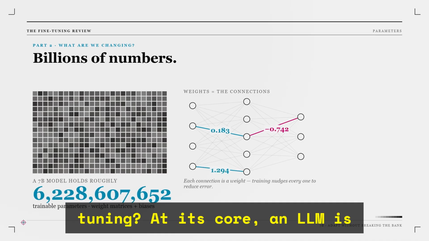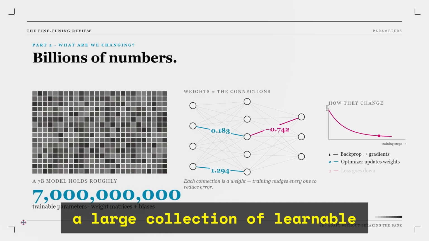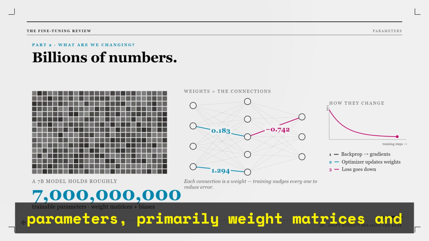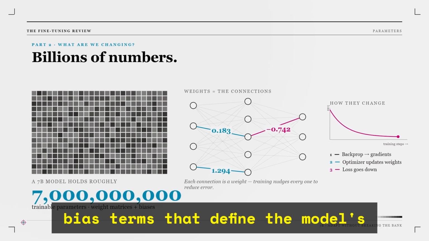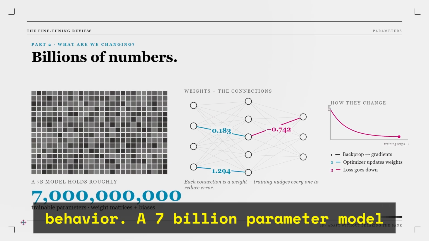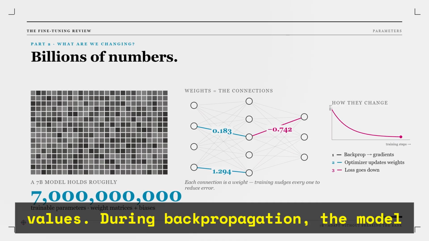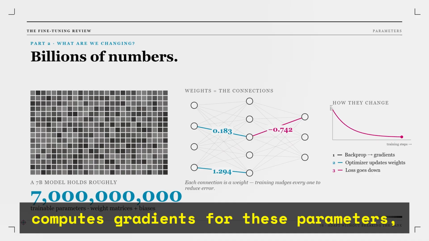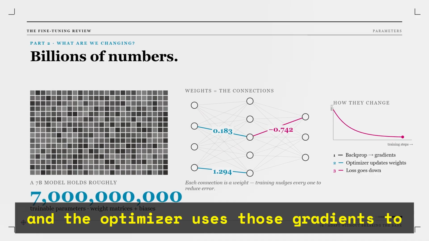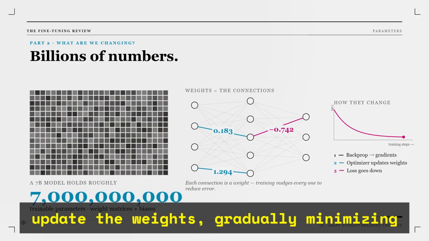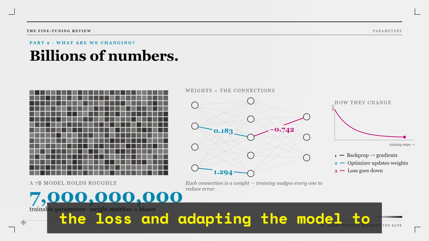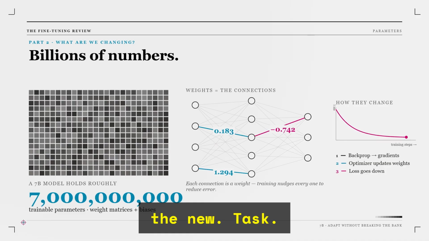At its core, an LLM is a large collection of learnable parameters, primarily weight matrices and bias terms, that define the model's behavior. A 7 billion parameter model contains roughly 7 billion trainable values. During backpropagation, the model computes gradients for these parameters, and the optimizer uses those gradients to update the weights, gradually minimizing the loss and adapting the model to the new task.